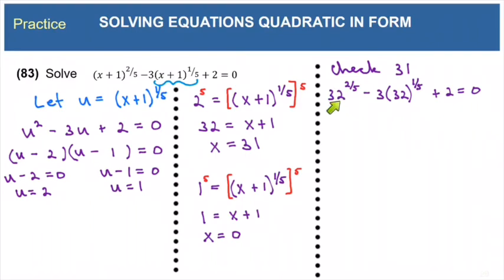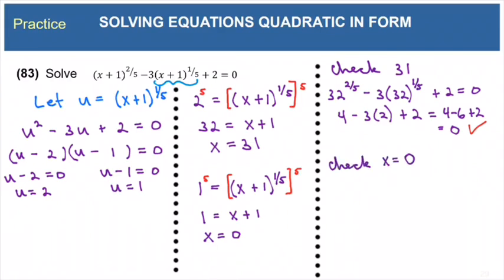The 5th root of 32 is 2, and 2 squared is 4. On this middle term, the 5th root of 32 is 2. So I'm going to have 4 minus 3 times 2 plus 2. Now, remember, order of operations says we have to do multiplying first. So 3 times 2 is 6. So now I have 4 minus 6 plus 2. 4 minus 6 is negative 2, and negative 2 plus 2 is 0, and that matches the right side of our equation, so 31 checks.